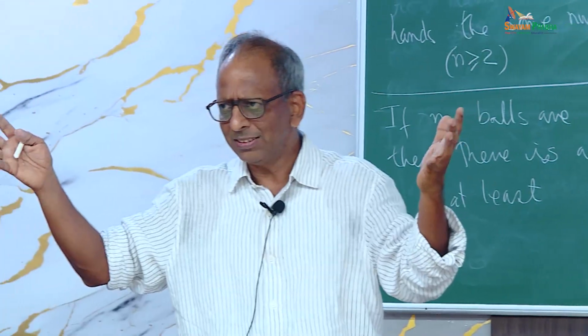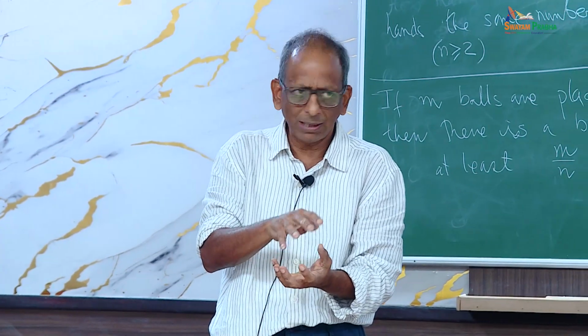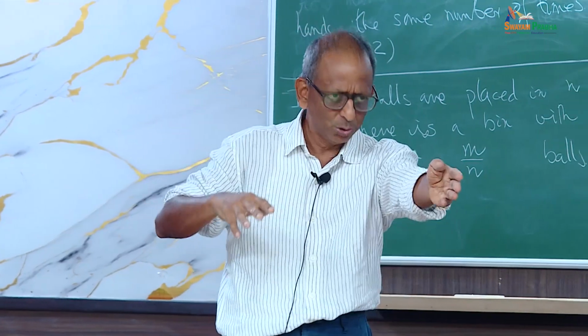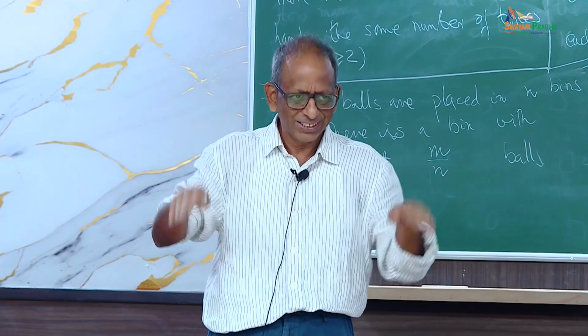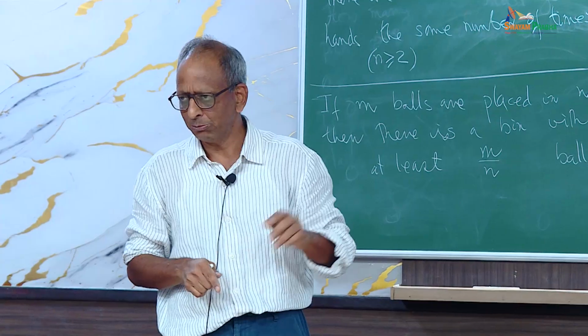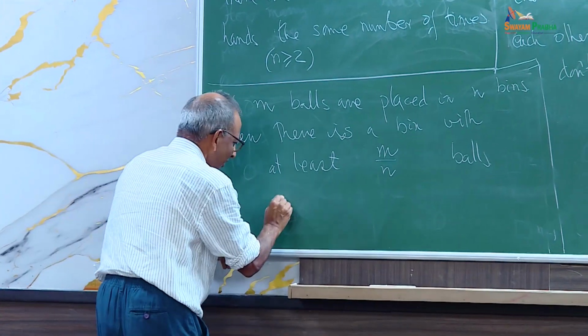If there are m things which have to be put in n bins, some bin must have at least m over n. You said ceiling because it's an integer. So if it is m by n, it has to be an integer, at least m over n. Okay.